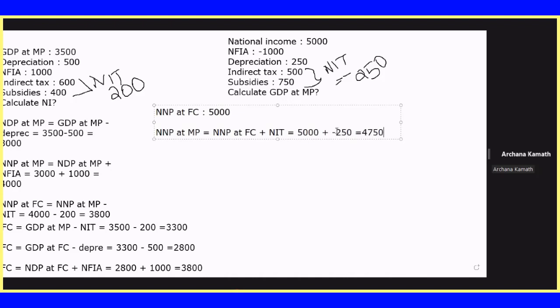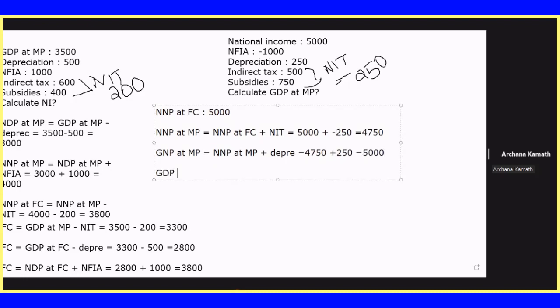I hope the concept is clear. Market price is factor cost plus net indirect tax, and here it is negative 250 because subsidies are greater than indirect tax. So net indirect tax is going to be negative 250. From NNP at market price, I can go to GNP at market price. NNP at market price, add depreciation to get GNP. 4,750 plus depreciation of 250, 5,000 is your GNP at market price.